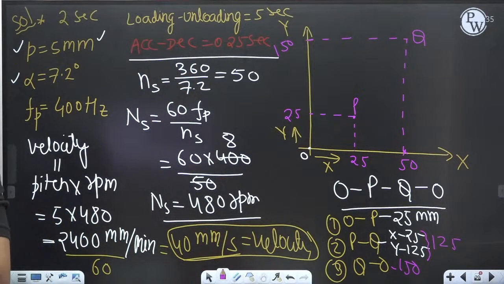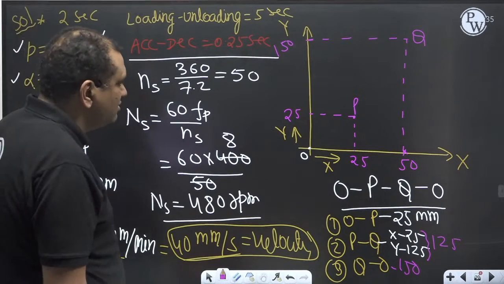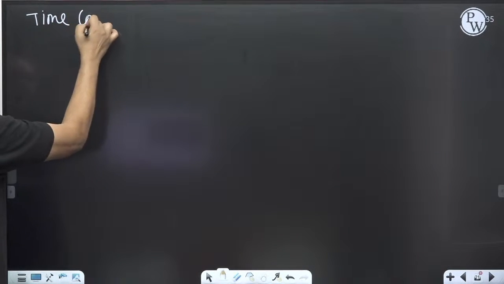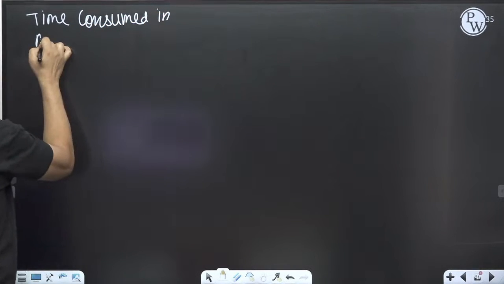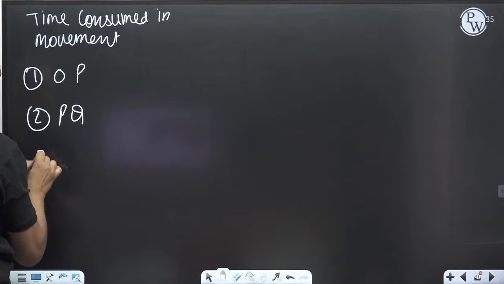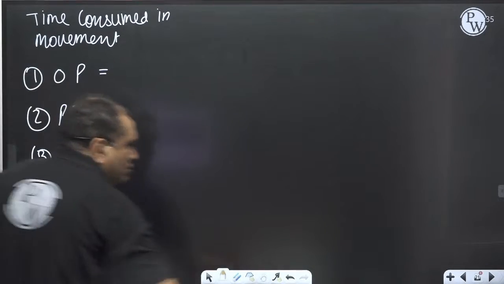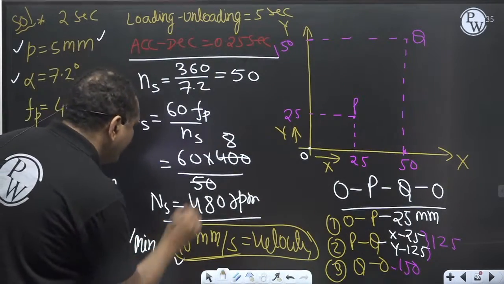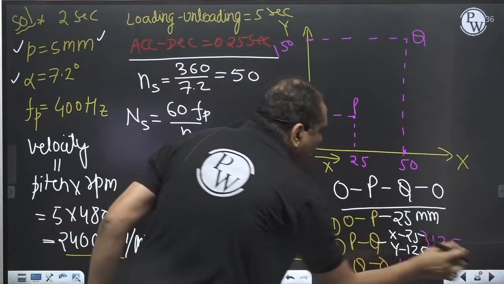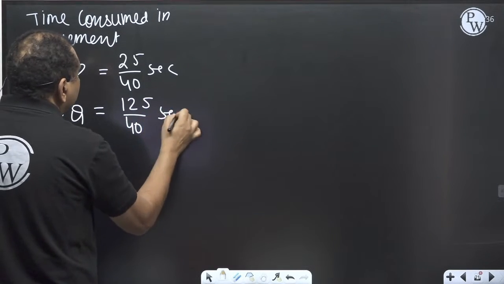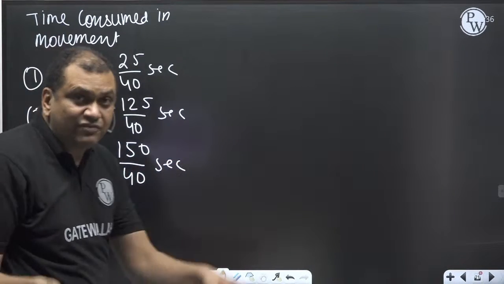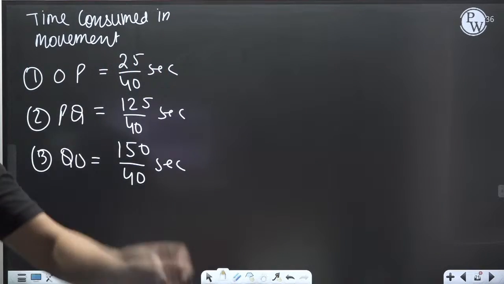Now calculate the time consumed in movement along O to P, P to Q, Q to O. O to P is 25 mm, so 25 by 40 seconds; this was 125 by 40 seconds; and this is 150 by 40. First of all, do the calculation.